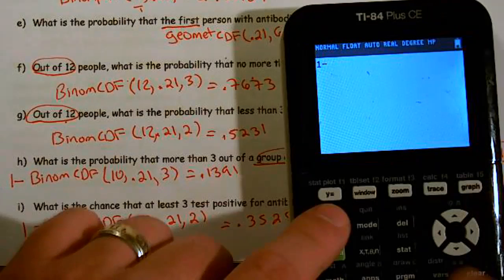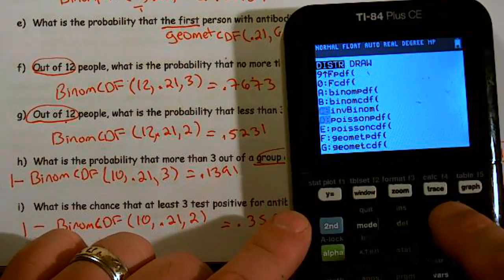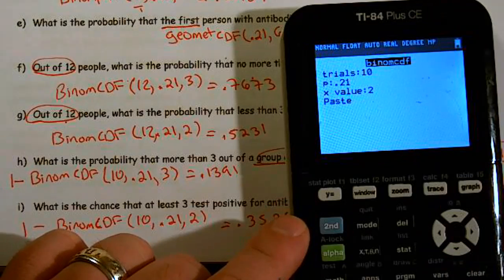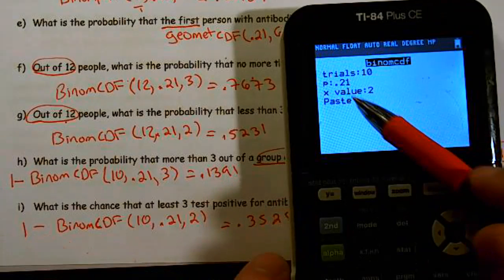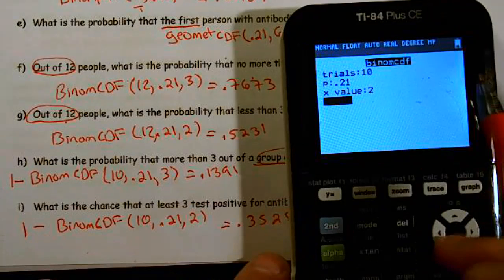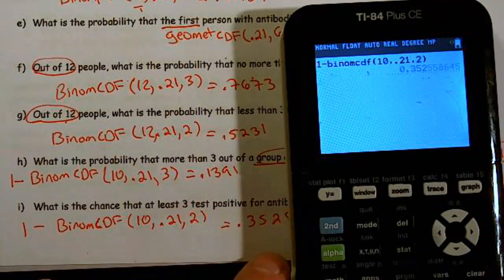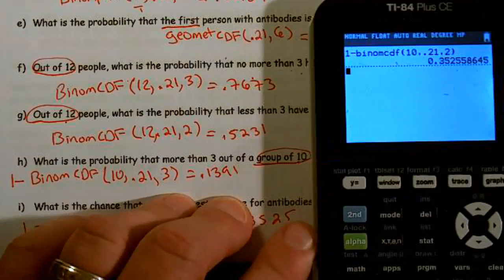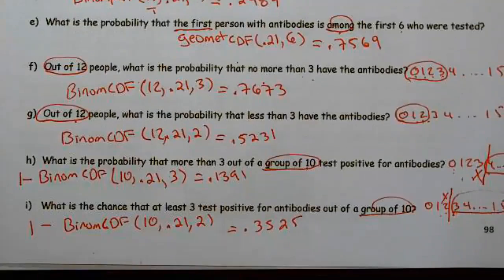One minus second vars, binomial, CDF, trials is 10, probability is 0.21, x value is 2. That all looks good. 0.3525. Great. All right, so that concludes that video. By the way, what I did here is the way you need to show your work on all your assignments.